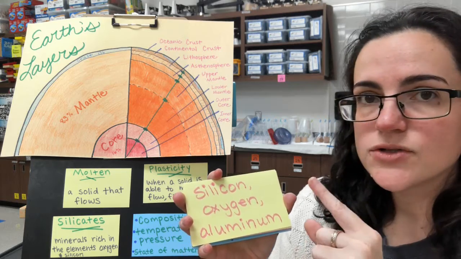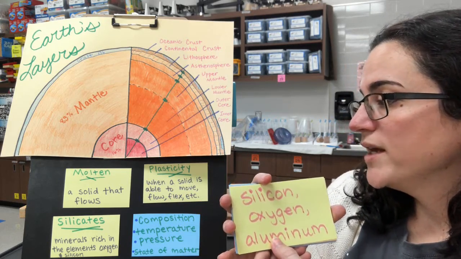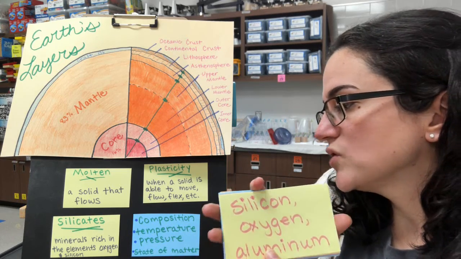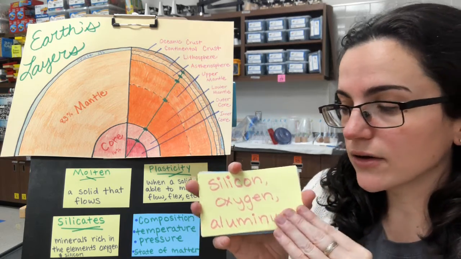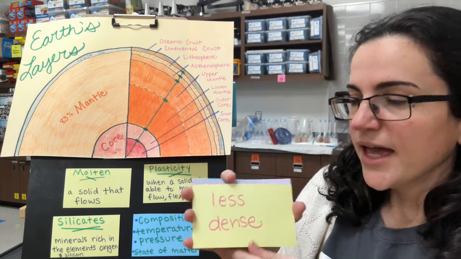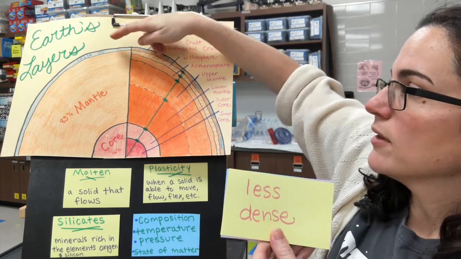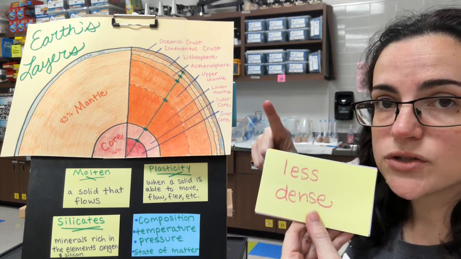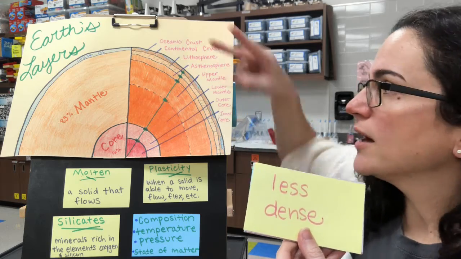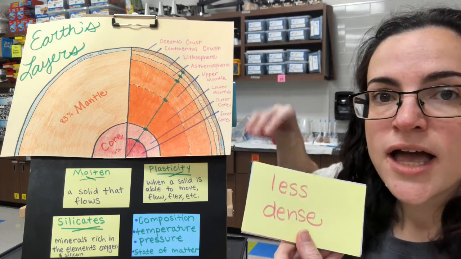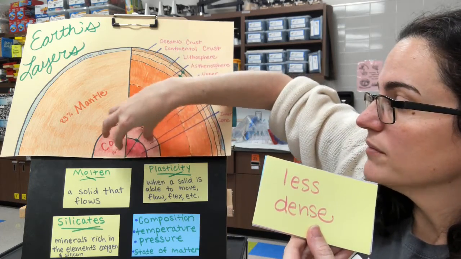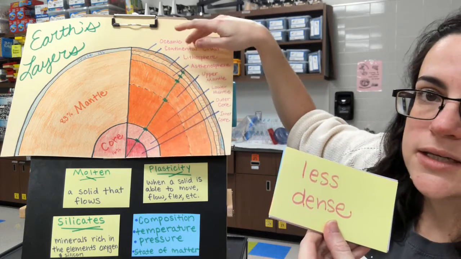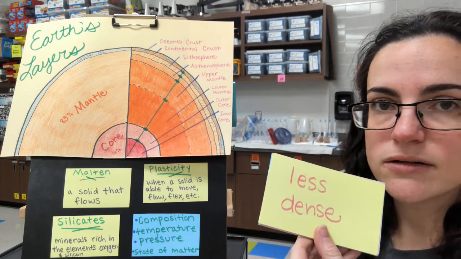And when you talk about oxygen and silicon, then we mention the word silicates. Those are just minerals rich in the elements of oxygen and silicon. And when you talk about the layers of Earth, there are 4 things you need to keep in mind. Composition, what is it made out of? Temperature, how hot is it depending on where you're at? Pressure, the inner layers are going to have so much more pressure because look at all this weight from everything sitting above it. And state of matter, solid, liquid, gas.